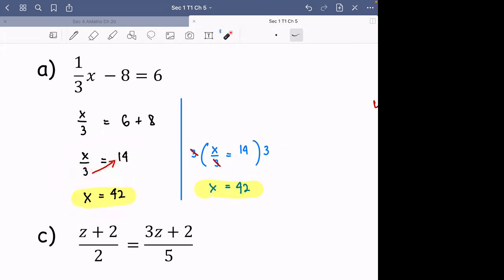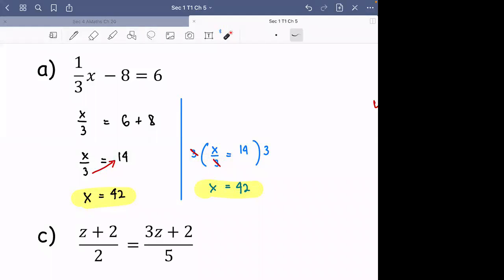Now if you want to use the longer method, we basically multiply the whole equation by the LCD. Your LCD here is, between 3 and 1, obviously 3. And then 3 times x over 3 is x, equals 3 times 14, which is 42. Either way, your answer will be the same.